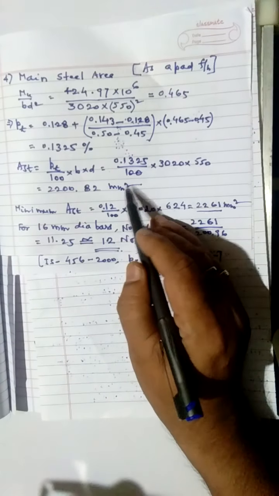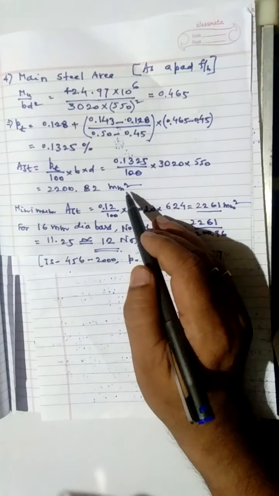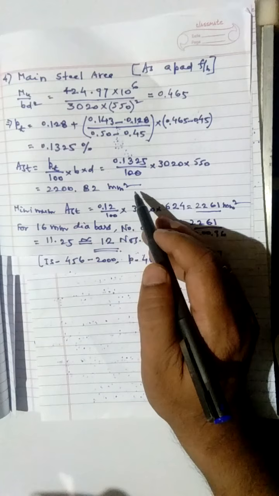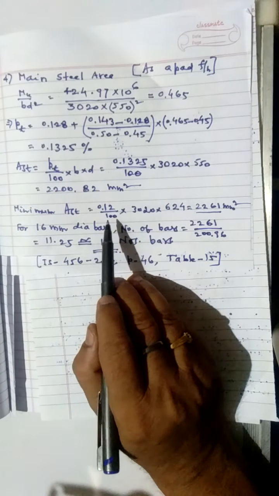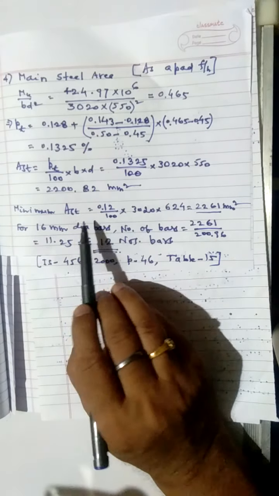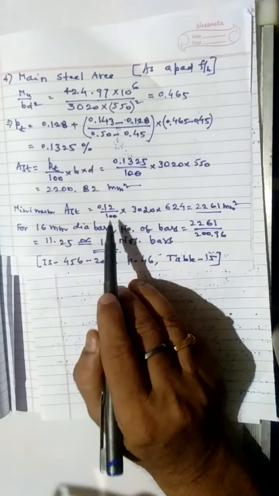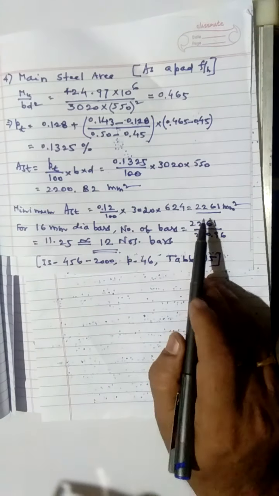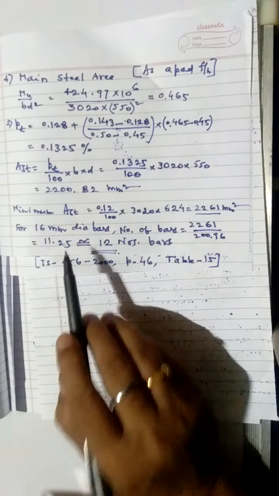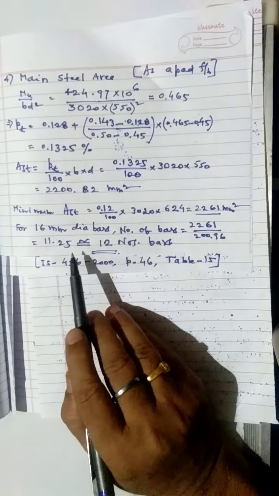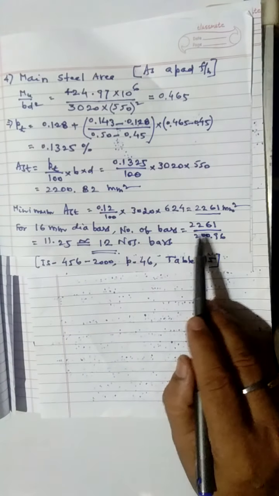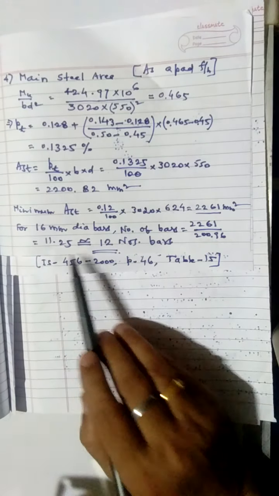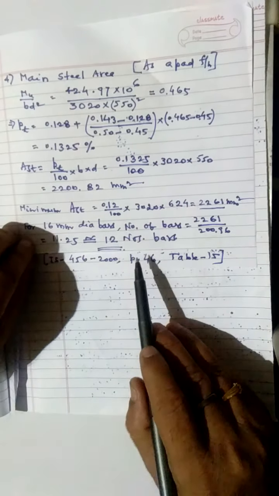Now we'll check whether this area is higher than the minimum steel area required as per IS 456 or not. As per IS 456 for Fe415 steel grade, the minimum steel area is 0.12%, that is 0.12 by 100 into B 3020 into capital D, that is 624, and this comes 2261 millimeter square. So if we select 16 mm diameter bars, then the number of bars would be 2261 by 200.96 area of 1 bar, and this comes 11.25, that is 12 bars we need to provide in each layer.